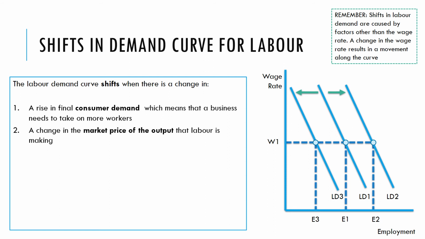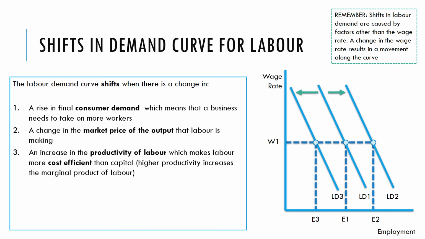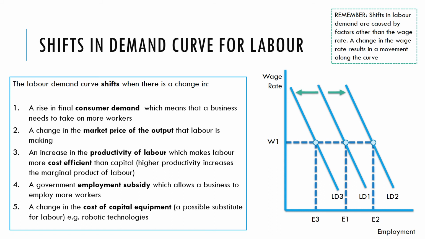If there was a change in the market price of the output that the labour is making, if there was a fall in price of cars, then there'd be an increased demand for car workers. An increase in the productivity of labour, which maybe made labour more cost efficient, would increase the demand for workers. A government employment subsidy would increase the demand for workers. And perhaps a change in the cost of capital equipment, and here that's a substitute, would influence the demand for workers. So if there's more robotic technology that was cheaper, that would reduce the demand for workers.